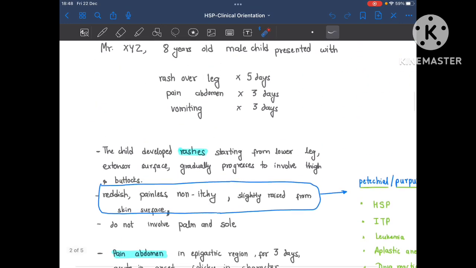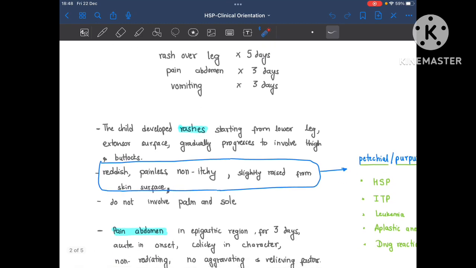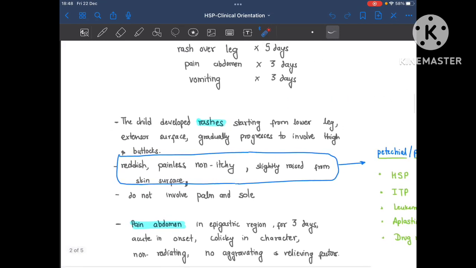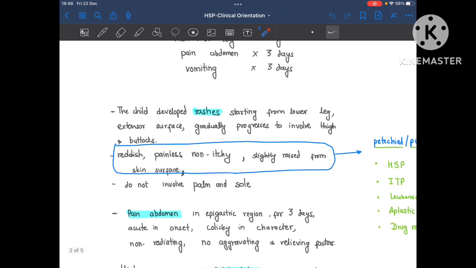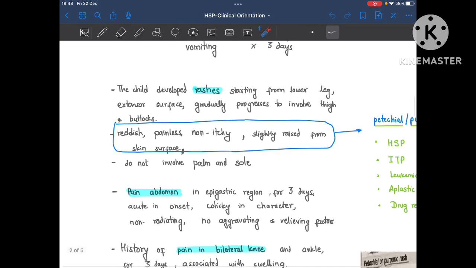So first we describe the rash. How do we describe the rash? It is how it progresses, from where it progresses. Any prodromal symptoms like fever. If there is fever, we could identify on what day of the fever the rash has appeared. That is a different topic. So again, from where it started, and how it involves the body parts, and what is the color, reddish, and painless or not, if there is any pain or not, non-itchy, and slightly elevated from the skin surface, and associated with discharge or crusting or not.